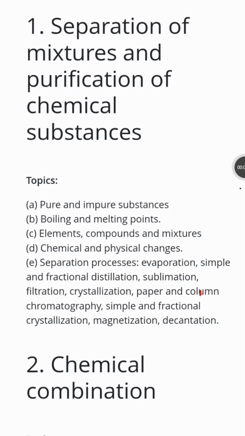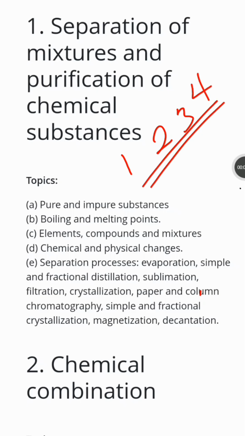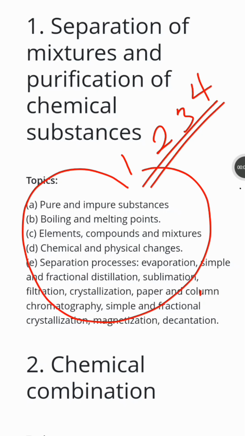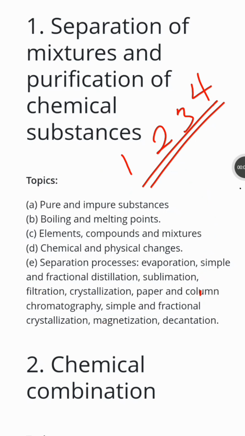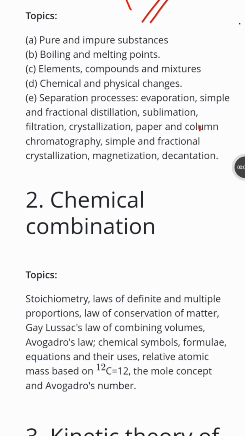This part, JAMB normally sets questions on this particular part very, very well. Questions like number 1, number 2, 3, like the first 5 questions, most of the time, it always comes out from this particular topic. So you want to master this topic very well and make sure you understand the basics from this particular chapter of the syllabus. Now, the next part is chemical combination.